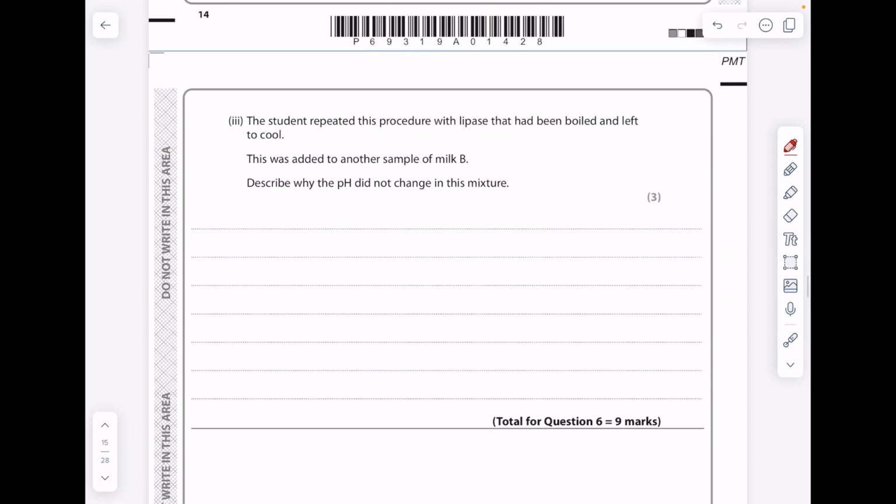The student repeated this procedure with lipase that had been boiled and left to cool. This was added to another sample of the fatty milk B. Describe why the pH didn't change. The key word here is boiled.